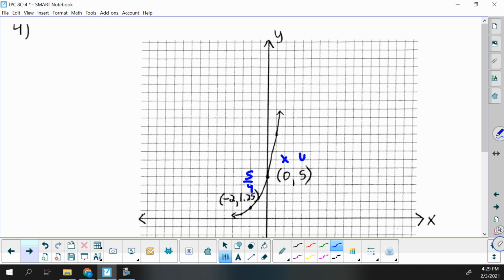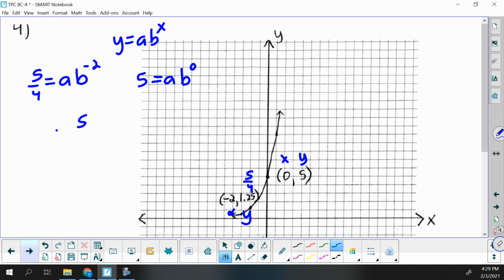So we have x and y, x and y. So our two equations, when we sub into y equals a times b to the x, is going to be 5/4 equals a times b to the -2. And then the other one will have 5 equals a times b to the 0. 0 is a bigger number than -2, so the right-hand equation is going on top. We're doing 5 divided by 5/4 equals ab to the 0 over ab to the -2.